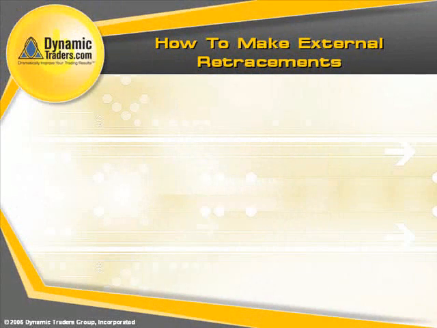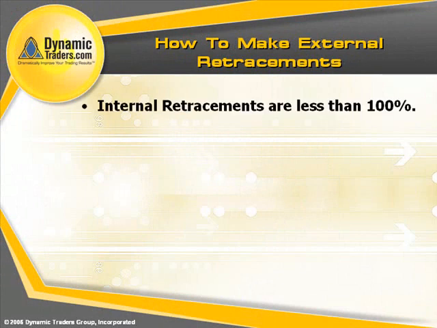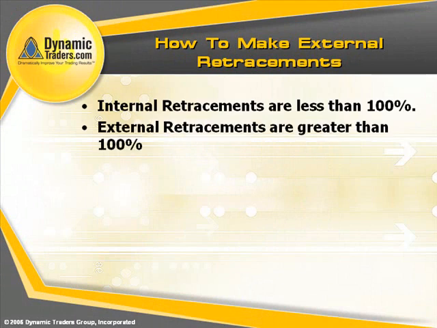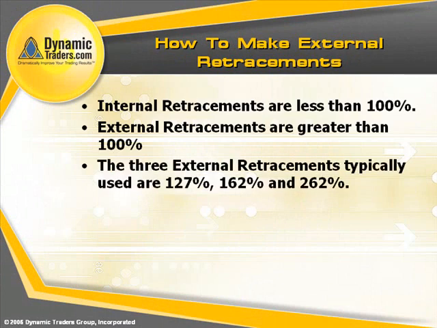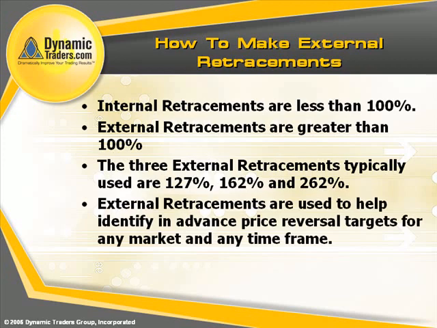Okay, let's get started by taking a look at how we make external retracements. As you know, internal retracements are less than 100%. So external retracements are retracements that are greater than 100%. The 3 external retracements typically used, especially with our approach, are 127%, 162%, and 262%. External retracements are used to help identify in advance price reversal targets for any market and any time frame.